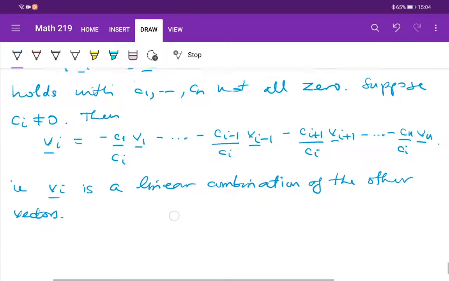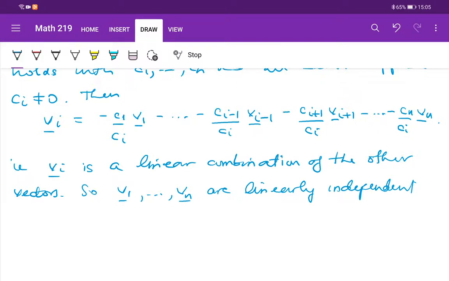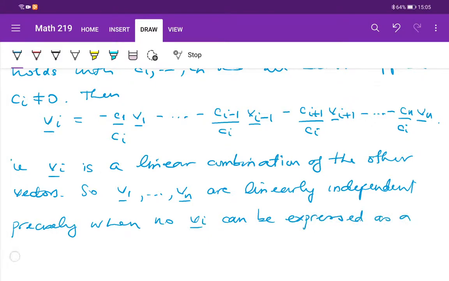And so we see that vectors v1 up to vn are linearly independent precisely when no vi can be expressed as a linear combination of the other vectors, of the remaining vectors.